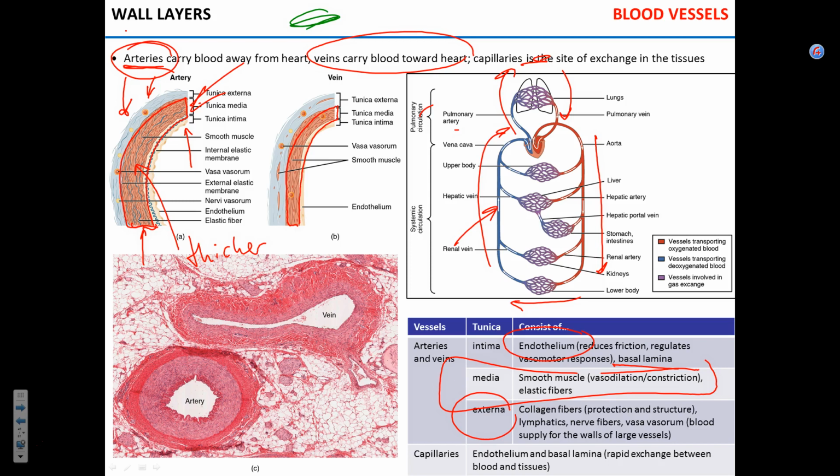In some larger vessels can contain so-called vasa vasorum. Vasa vasorum shown here is the cross-section of blood vessels. So vasa vasorum, here, vasa vasorum, is the blood supply for the vessel wall itself.